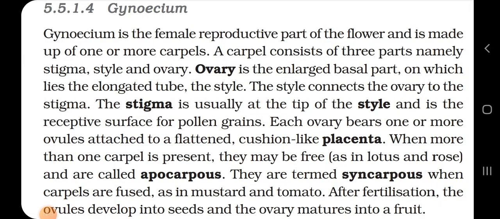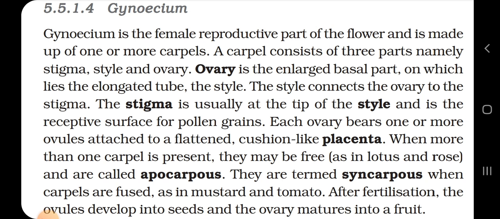5.5.1.4 Gynoecium. Gynoecium is the female reproductive part of the flower and is made up of one or more carpels. The carpel consists of 3 parts, namely stigma, style and ovary. Ovary is the enlarged basal part on which lies the elongated tube, the style. The style connects the ovary to the stigma. The stigma is usually at the tip of the style and is the receptive surface for pollen grains. Each ovary bears 1 or more ovules attached to a flat and cushion-like placenta.